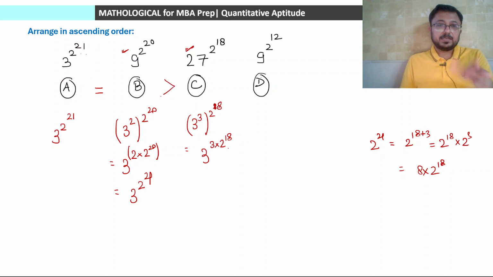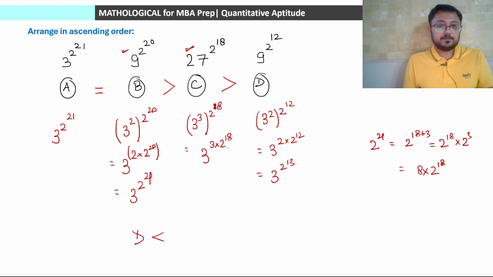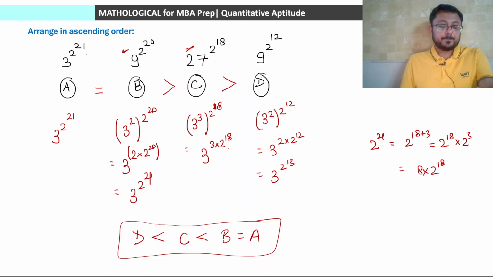A and B are equal and B is greater than C. D is 9 to the power 2 to the power 12. So this will be 3 square to the power 2 to the power 12, which becomes 3 to the power 2 into 2 to the power 12, which is 3 to the power 2 to the power 13, which is much lesser than C. So C is greater than D. So our order will be: D is the least value, D is less than C, C is less than B, and B and A are equal. So this will be the correct order of these numbers.